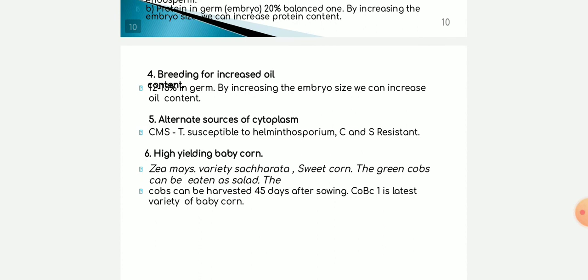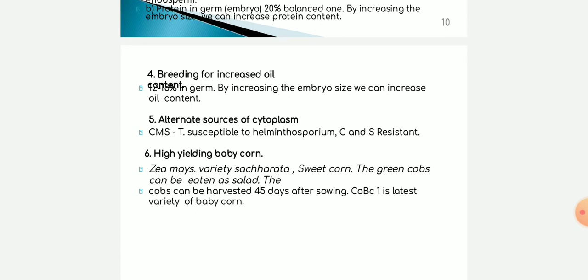The fourth objective is breeding for increased oil content. It is 12 to 15% in the germ. By increasing the embryo size, we can increase the oil content. Then the fifth one, alternate source of cytoplasm. That is, cytoplasmic male sterility is susceptible to Helminthosporium, and C and S cytoplasm are resistant.